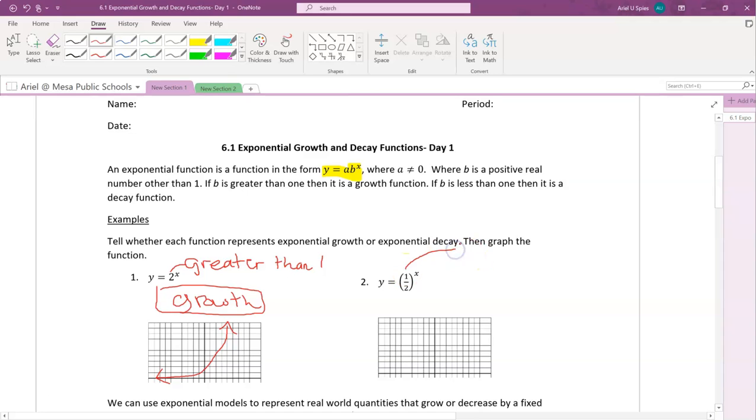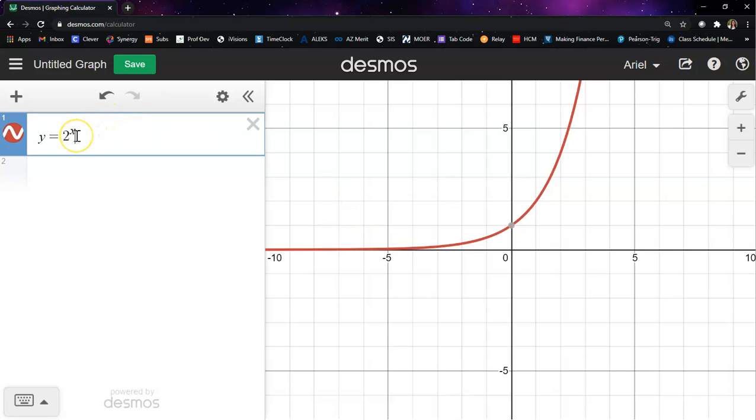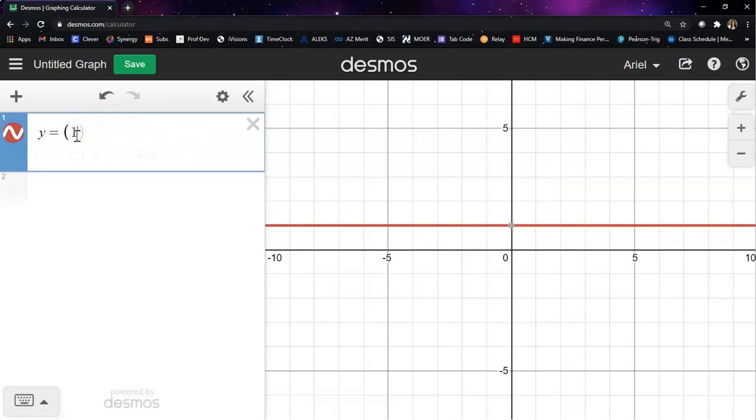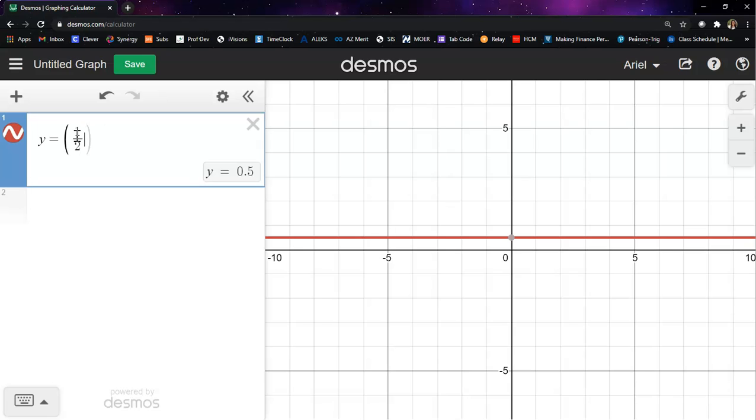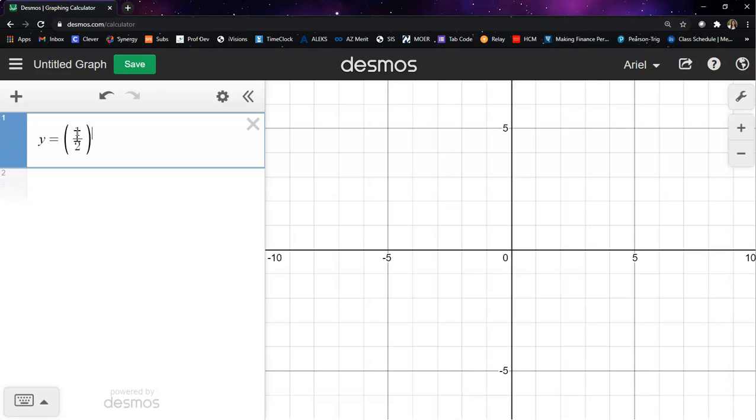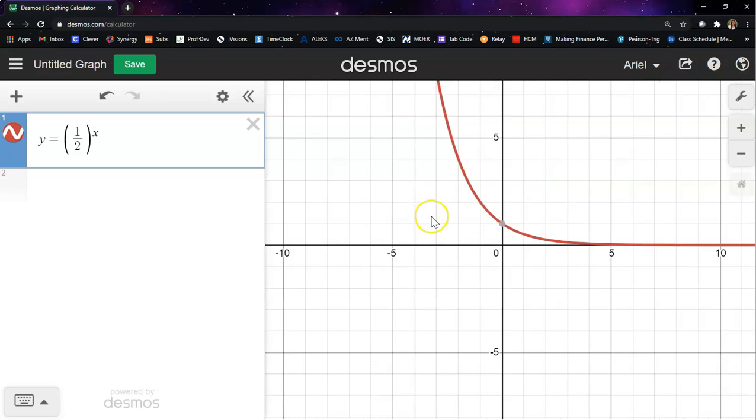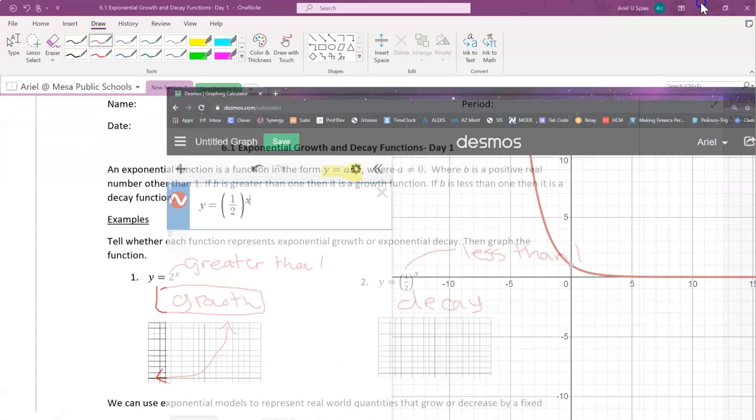This one is less than 1. So it's going to be decay, and that means the more it goes to the right, the more it goes down. We'll see this once I have this graph. So this one, it starts high and then goes really low.